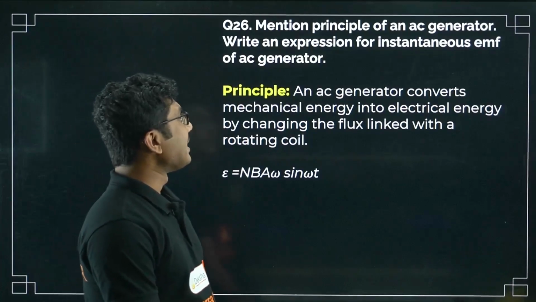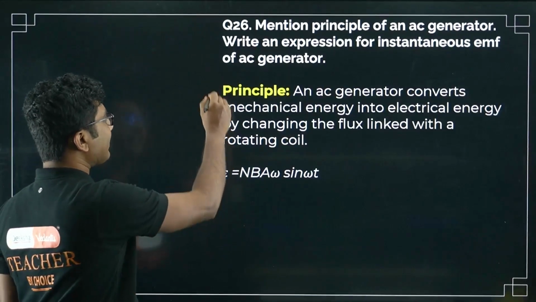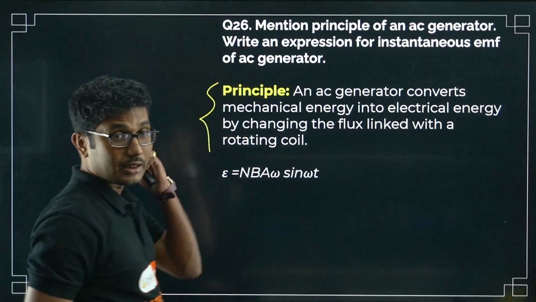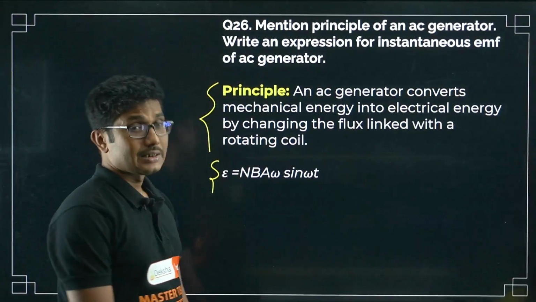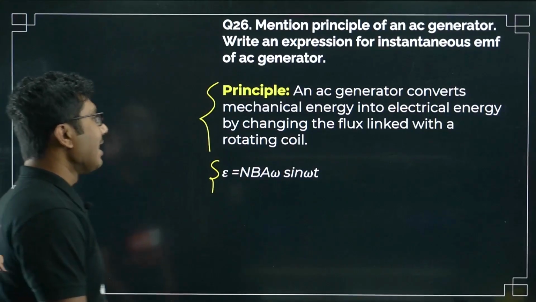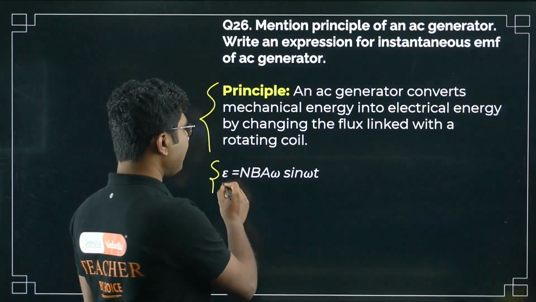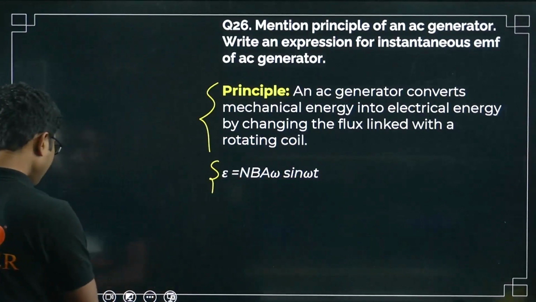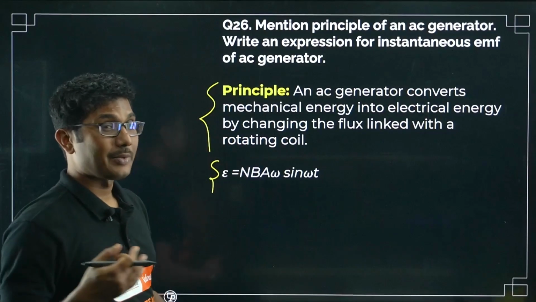Now let's move on to the next question. Mention the principle of AC generator. Write an expression for instantaneous EMF of an AC generator. Now the principle I have discussed, but the formula I have not discussed in my Brahmastra series, so I am not giving you a time stamp from my video, but here it is. The formula is epsilon is equal to NBA omega sine omega t. The principle is that an AC generator converts mechanical energy into electrical energy by changing the flux linked with the rotating coil. So this is the principle, and this is the formula, NBA omega sine omega t. Don't get confused, it is talking about an AC generator, not about anything else, not about a galvanometer. It is only an AC generator. It is from the chapter electromagnetic induction.